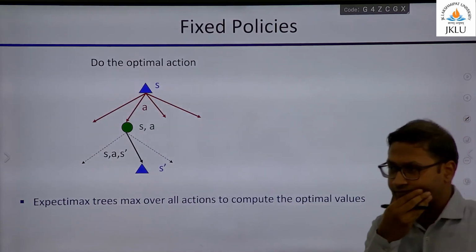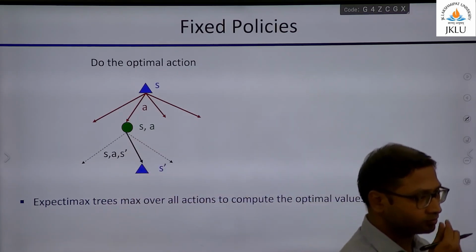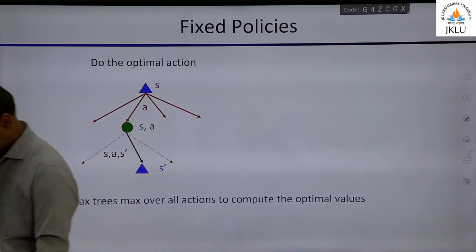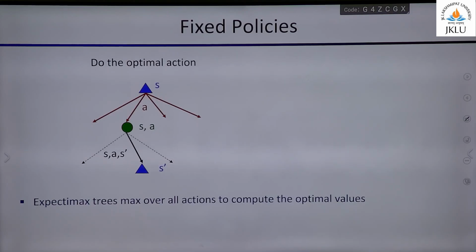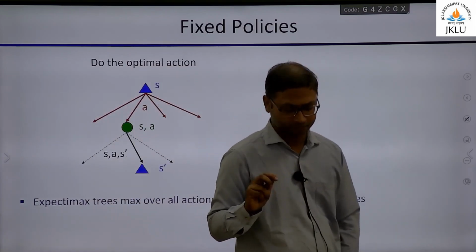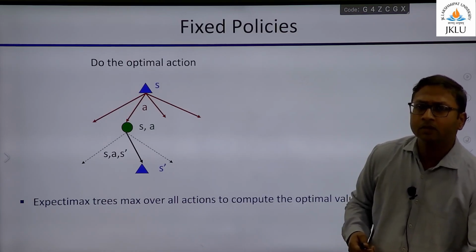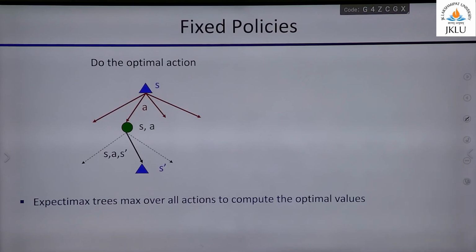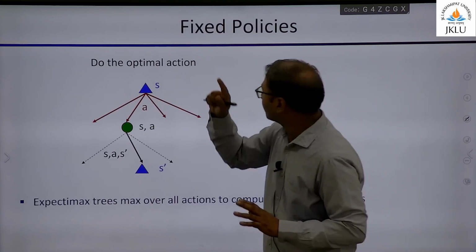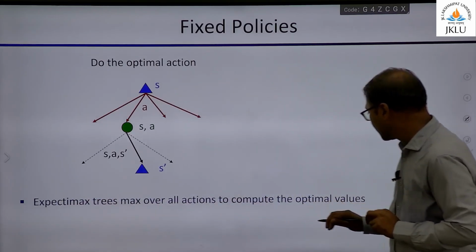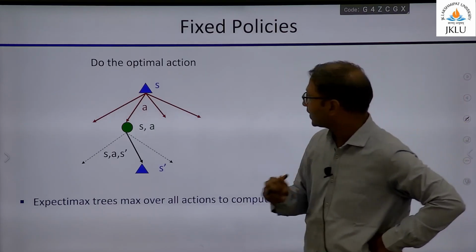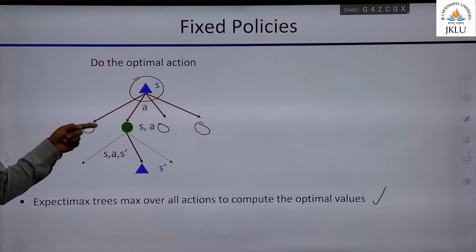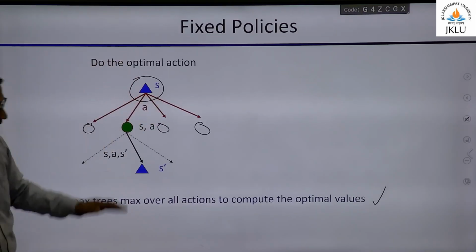What were fixed policies? What does that mean? So fixed policies basically mean same चीज जो अपन ने बात की थी. What are policies? कि for every state I know what action to take. So do the optimal action. Expectimax trees take max over all actions to compute the optimal values. What does this line mean? I want to compute value here. कैसे compute करेंगे? I need values of all these Q states and then max over them. Whichever is the max over them, you just take that value here. Okay?